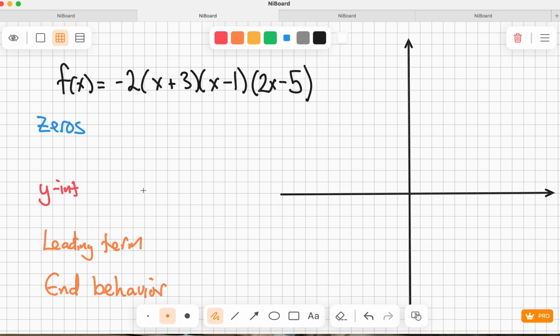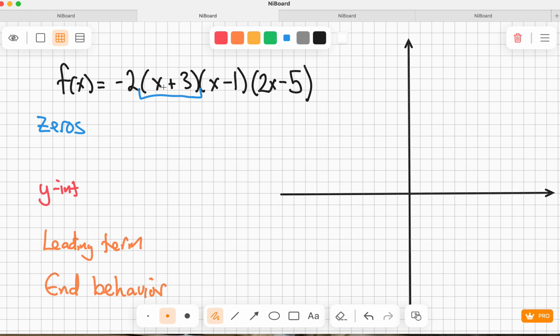For our first function, we have negative 2 times x plus 3 times x minus 1 times 2x minus 5. First thing, we're going to look at the zeros. Remember, the zeros are the values of x that will make a factor equal 0. So I have 3 factors here. I'm going to get 3 zeros.